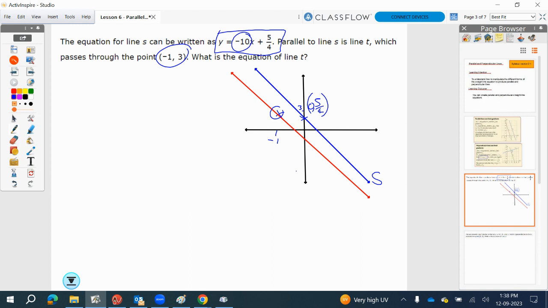So what is the gradient of the red line? m is equal to -10. Do we know a point it passes through? -1, 3. So it goes through the point -1, 3. So we need to turn that information into a line. What's the best way of doing it?